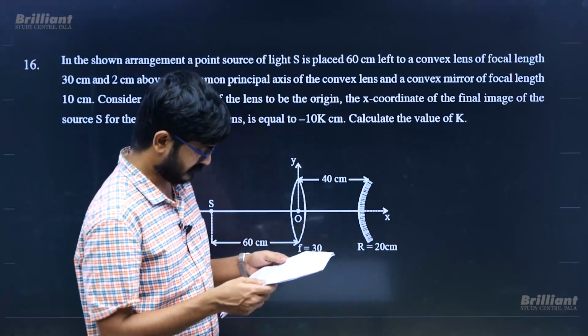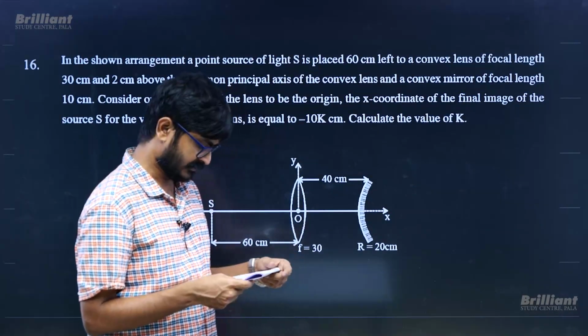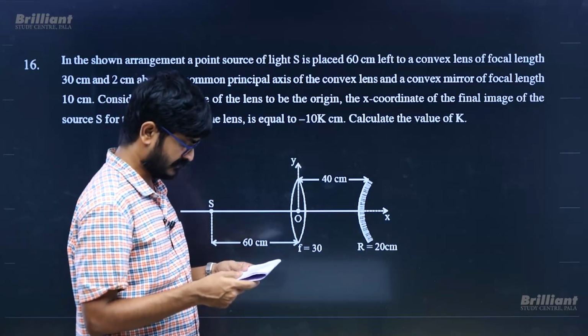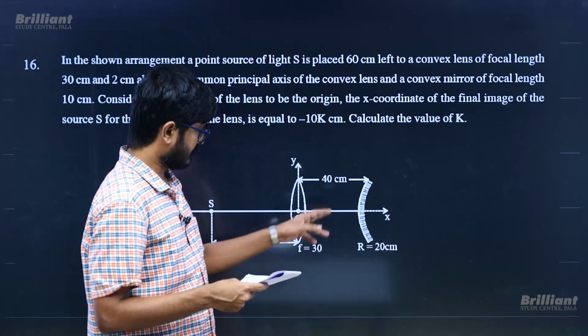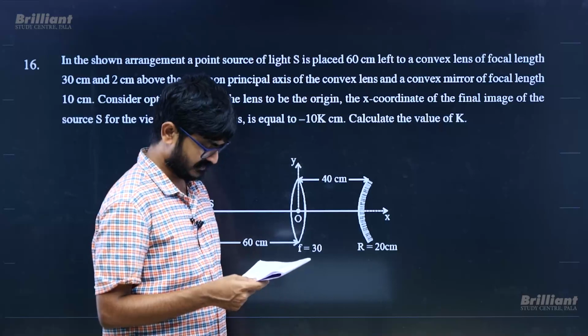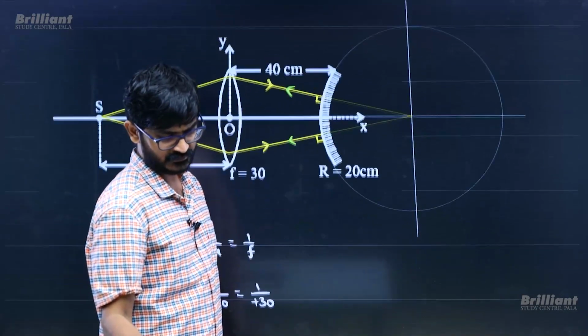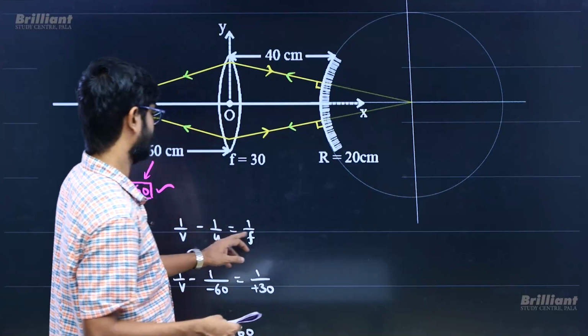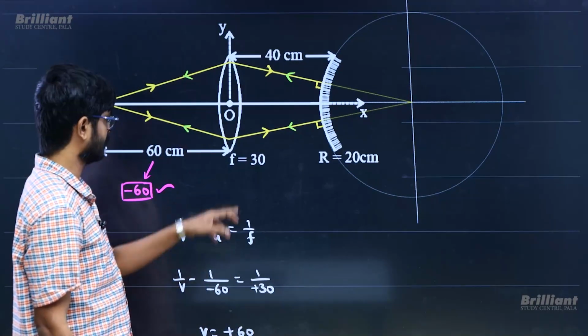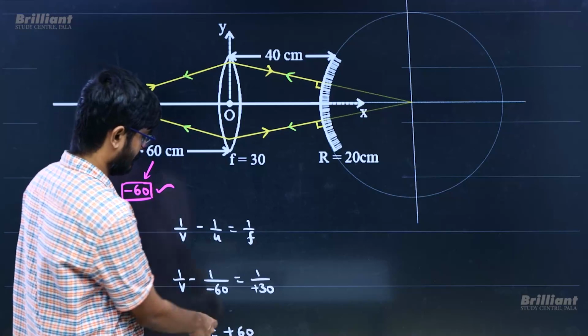Going to the next question. In the shown arrangement, a point source is placed at 60 centimeters. This is 30, this is 40, this is 20. You can find where the image is formed because of this lens. You can use the lens formula: 1/v minus 1/u equals 1/f. u is minus 60, f is 30. When you substitute, you will get v is plus 60.